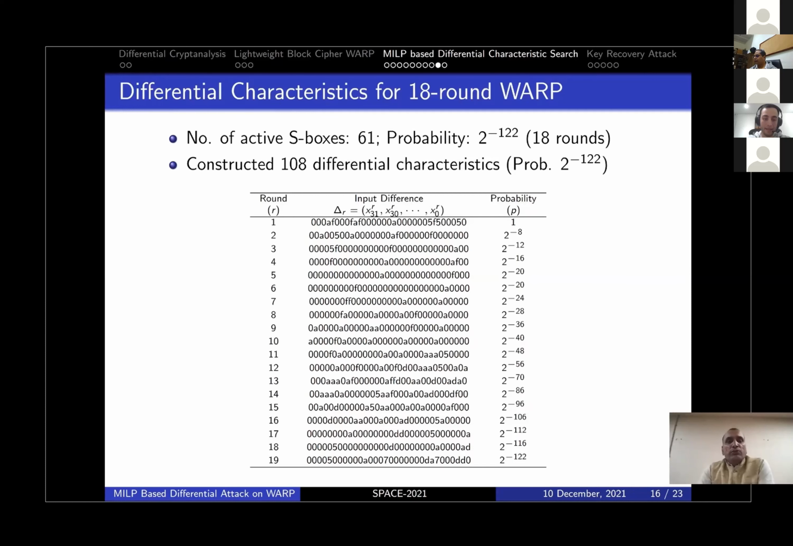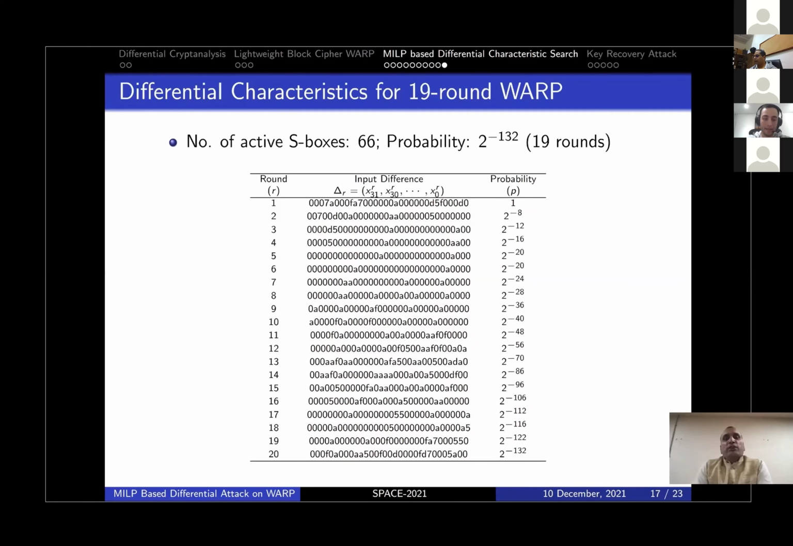We have also constructed a 19-round MILP problem for WARP and solved it to get the optimal differential characteristic. We obtained a differential characteristic with 66 active S-boxes and a probability of 2 to the power minus 132 for 19-round WARP. We are not able to get a differential characteristic with 65 or fewer active S-boxes. So this is the best differential bound for 19-round WARP.